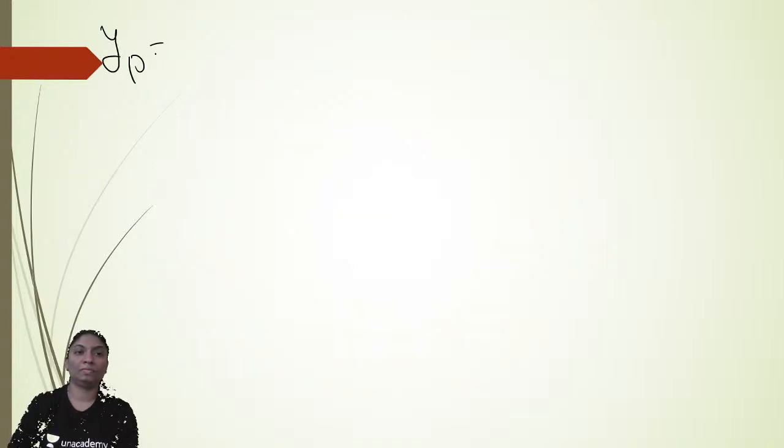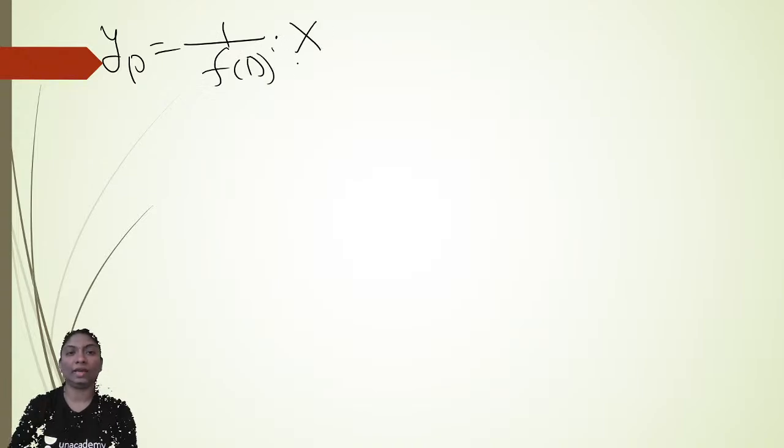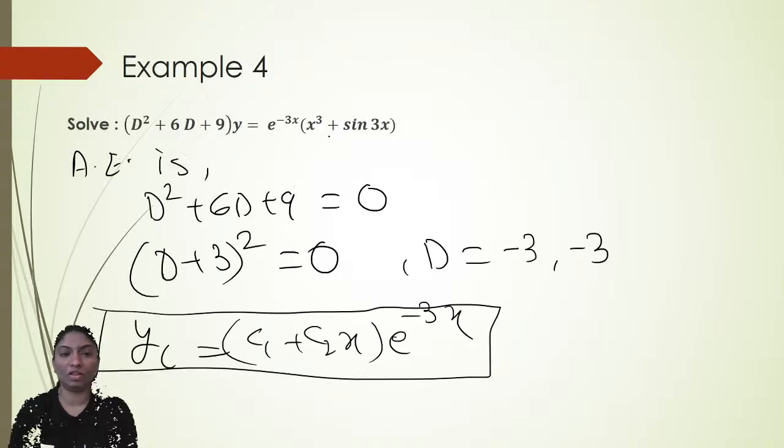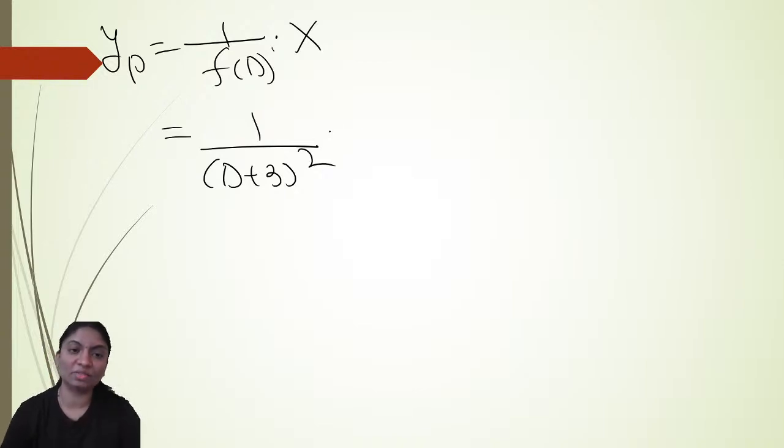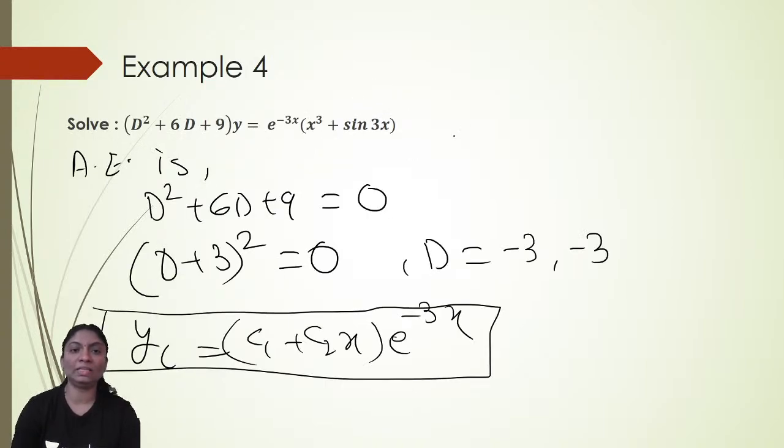Now yp. Yp is equal to 1 upon f of d into the right-hand side. What is our 1 upon f of d? Can I write directly here 1 upon d plus 3 whole square? It's very simple. You can use d square plus 6d plus 9 directly, but our calculation effort will be more if you write that. If you write in this way, your calculation efforts are reduced. So e raised to minus 3x into x cube plus sine 3x.